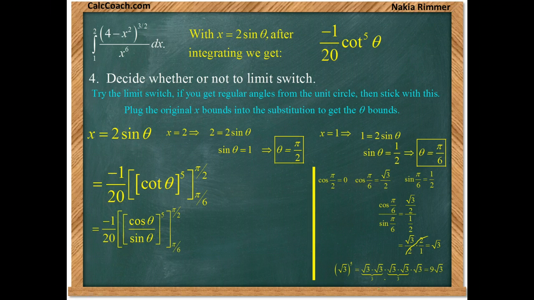We have the negative 1 over 20. And then we have the upper limit of 0, and the lower limit giving us 9 root 3. And it's going to be minus, the minus would cancel to give us positive, and that would be our answer, 9 root 3 over 20. Just in case you're curious, let's take a look at what the non-limit switch would look like.